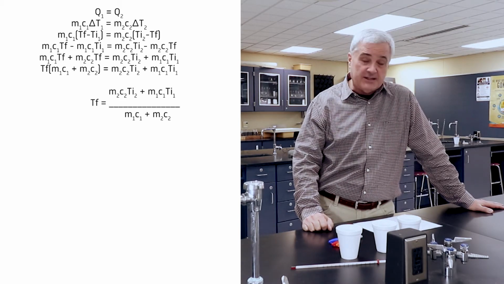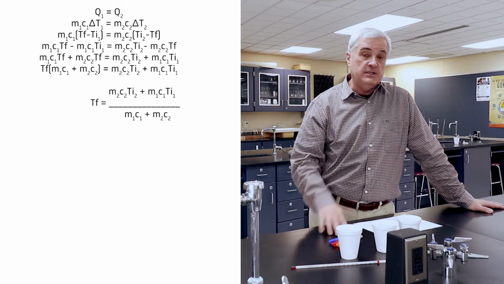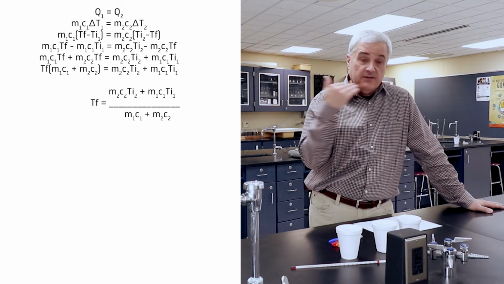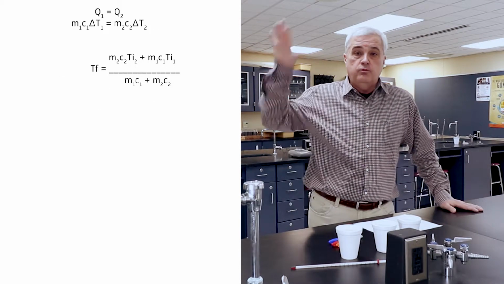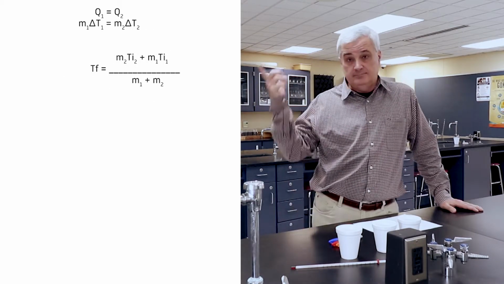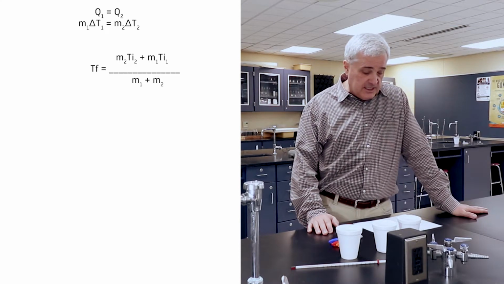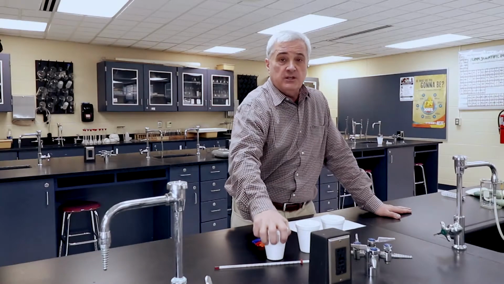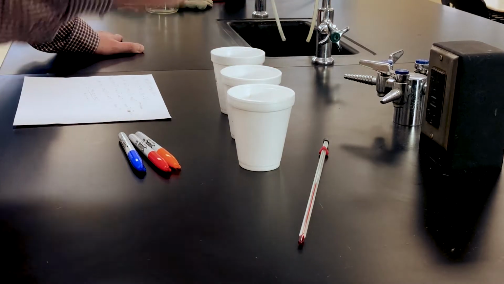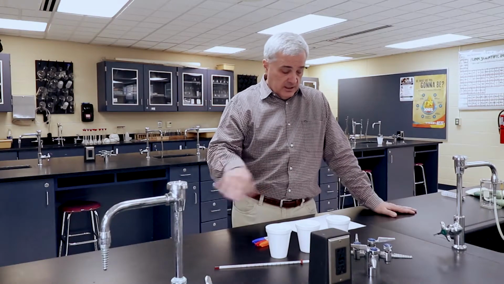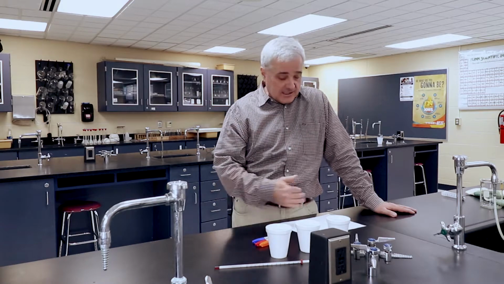It's very complicated, but we're going to use water for both things. And if water is both things, water is the same specific heat. So the C's all go away. See that? C's are all gone. And it leaves us with an equation that says the mass of the hot water times the temperature, plus the mass of the cold water times the temperature, mixed together and divided by the sum of the masses. Pretty simple.